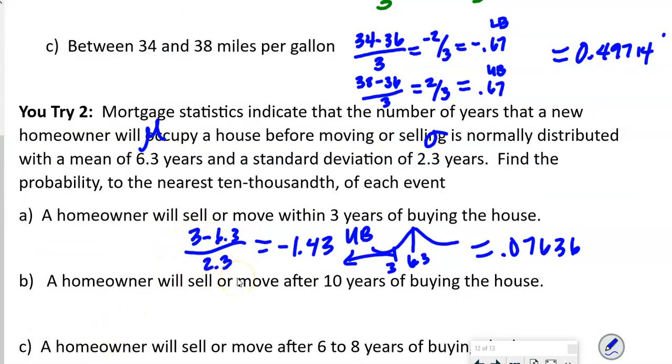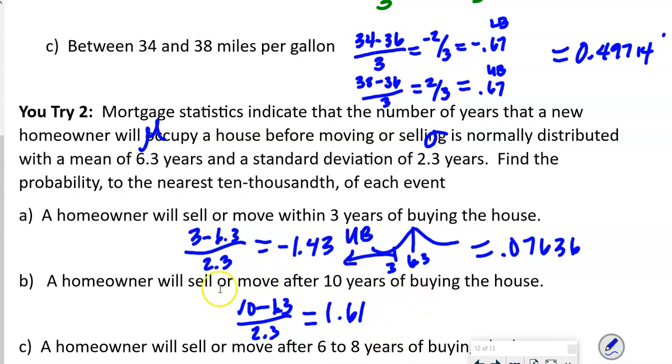So the next one is a homeowner will sell or move after 10 years of buying the house. After 10 years, okay? So this time we're going to do, again, our 10 minus our 6.3, divide that by our 2.3. So if you do 10 minus 6.3, that's 3.7, divide that by 2.3, that's going to give us 1.61, okay? So now that's the value that we're going to use.